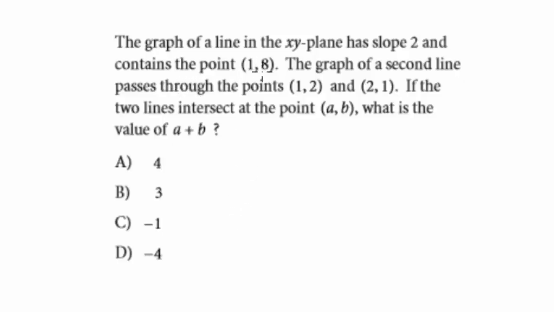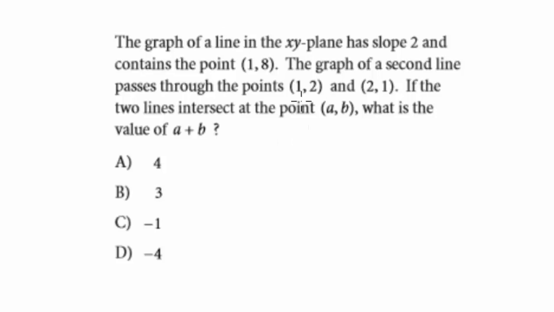The graph of a line in the xy plane has a slope of 2 and contains the point (1, 8). The graph of a second line passes through the points (1, 2) and (2, 1). If the two lines intersect at the point (a, b), what is the value of a plus b?